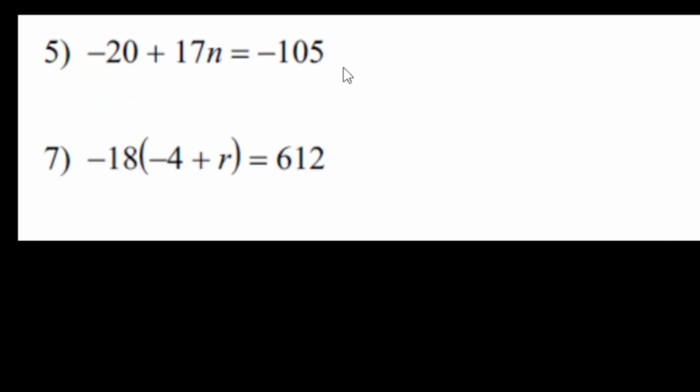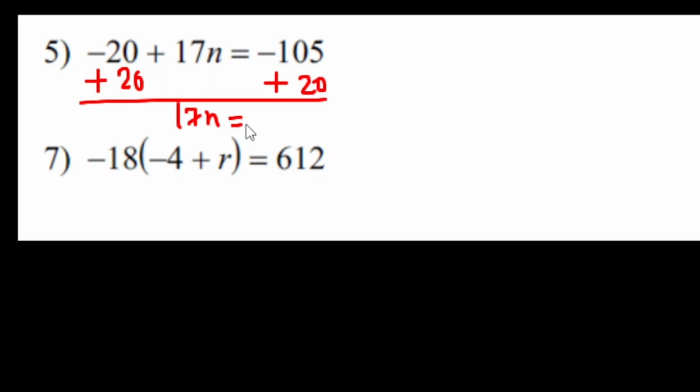Okay, let's look at number 5 here. We have negative 20 plus 17n equals negative 105. So we follow the same strategy. First, remove this 20, and we need to add 20 on both sides. If you add 20 on both sides, we have 17n equals negative 85.